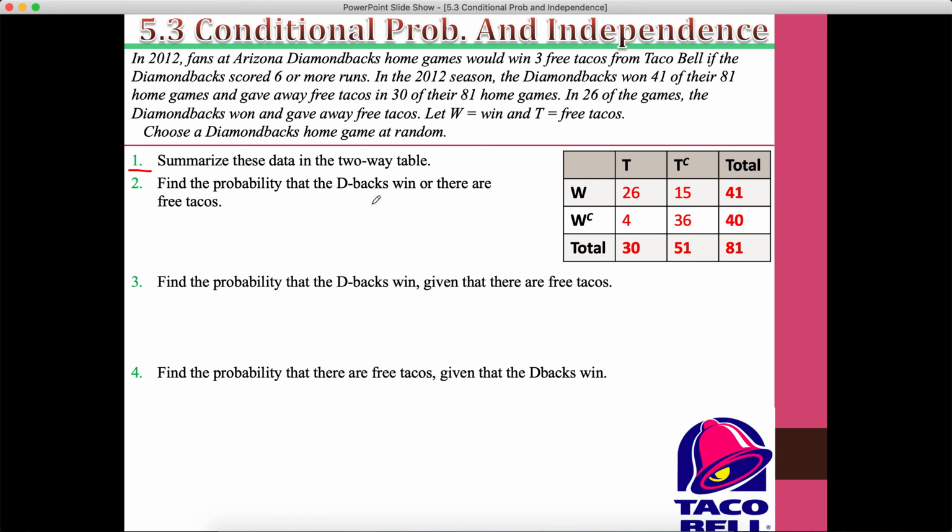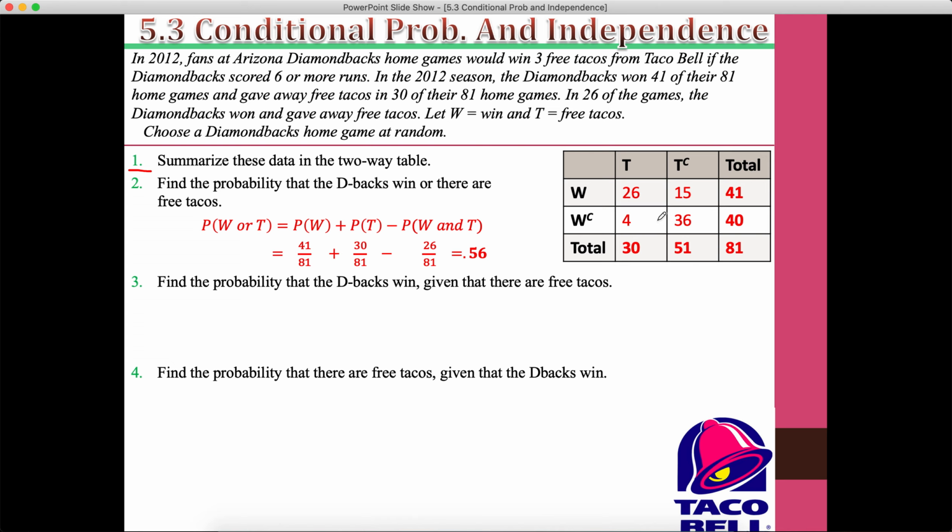So find the probability that the Diamondbacks win, or there are free tacos. We should remember how to handle "or" events, which is to say that we just add them up, but then we have to subtract the overlap, given that they're not mutually exclusive, which they're not, clearly. If I take all of these probabilities and put them in here, I end up with 0.56.